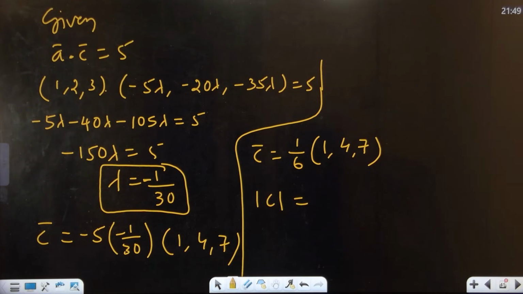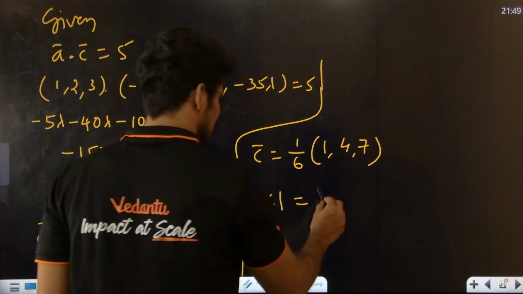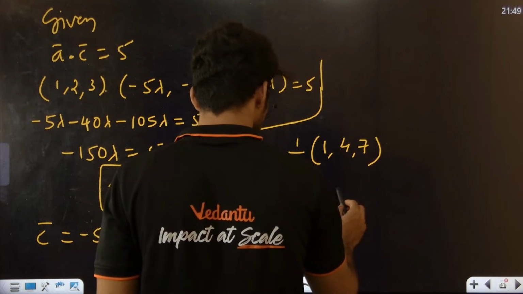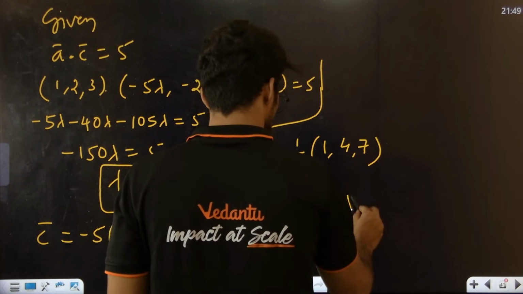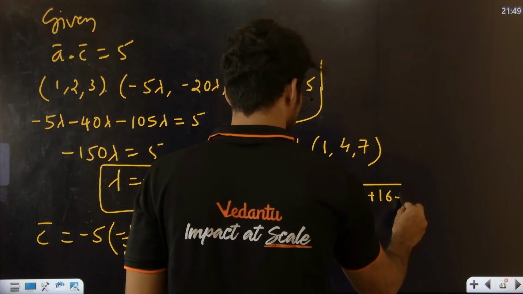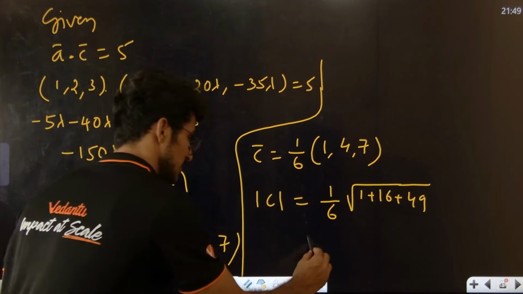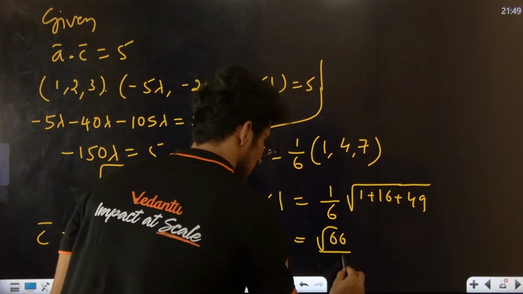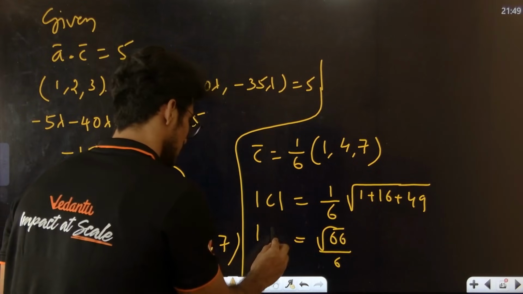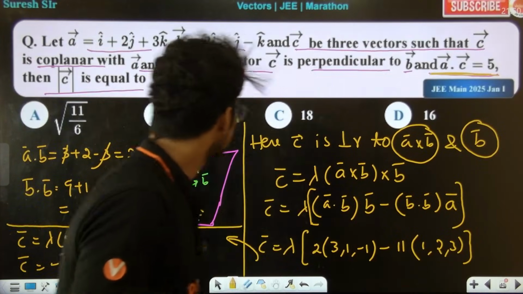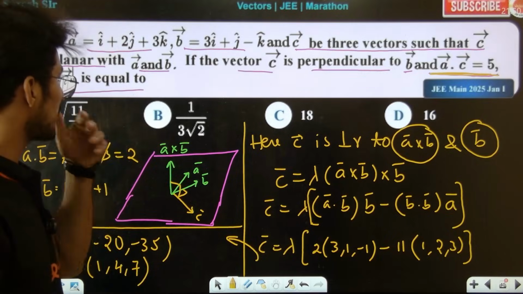So just calculate this. It is 1 by 6 square root of 1 plus 16 plus 49. So 66, root 66 by 6. This is the answer. Let us check whether any option is matching. Okay, none of the options are matching.